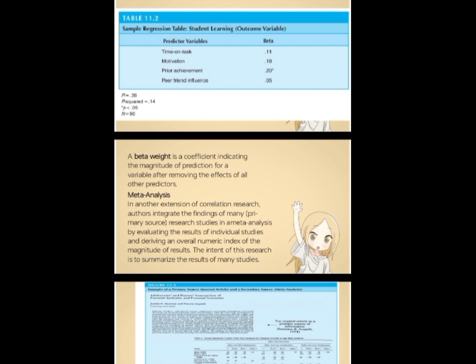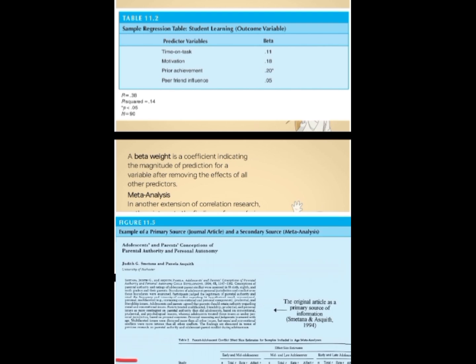So, meta-analysis. In another extension of correlation research, authors integrate the findings of many primary source research studies in a meta-analysis by evaluating the results of individual studies and deriving an overall numeric index of the magnitude of results. The intent of this research is to summarize the results of many studies. Illustrations of a meta-analysis study, as well as the difference between a primary and secondary source of information, are seen in Figure 11.5.